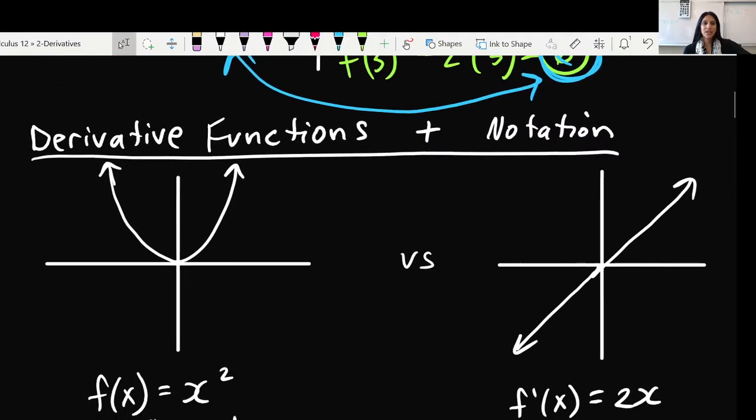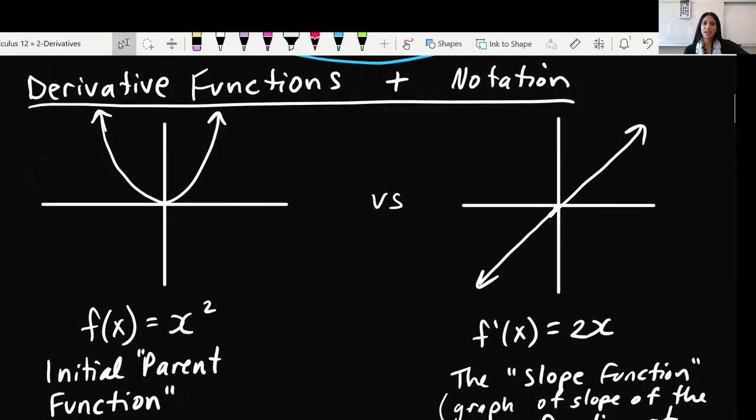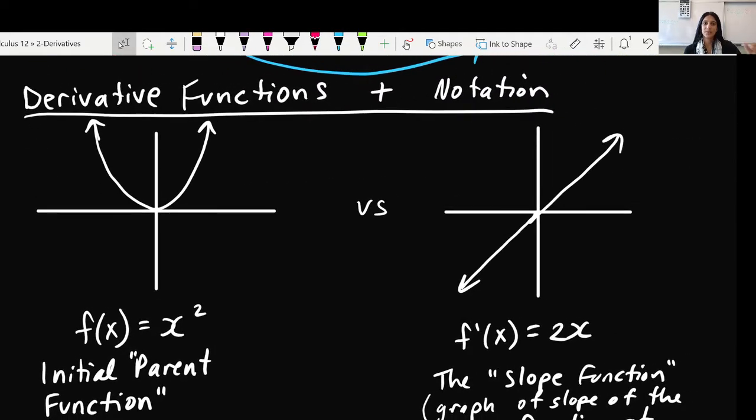Okay, so taking a look at this, derivative functions and notation. So that you can understand the concept, I've drawn 2 of these graphs side by side so we can compare and contrast them. The one on the left here is the initial parent function. And the one on the right represents what the graph of the slope function would look like.